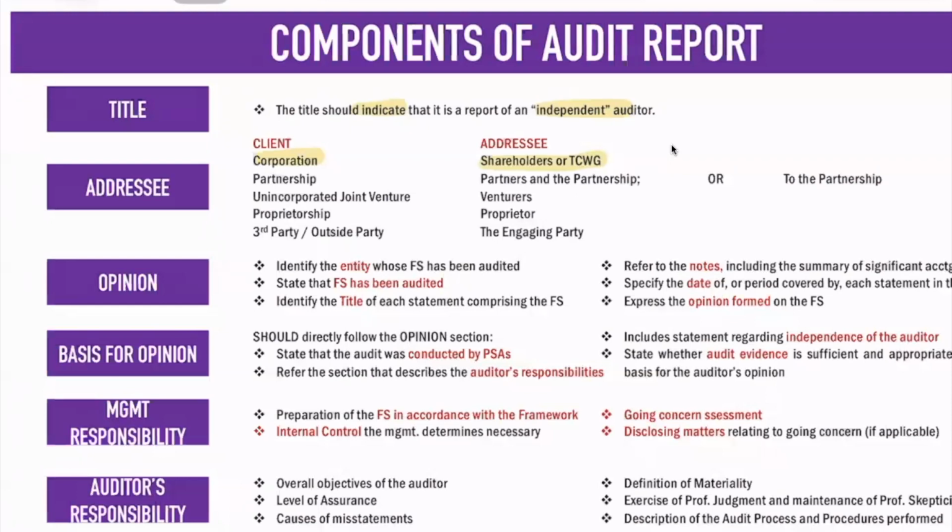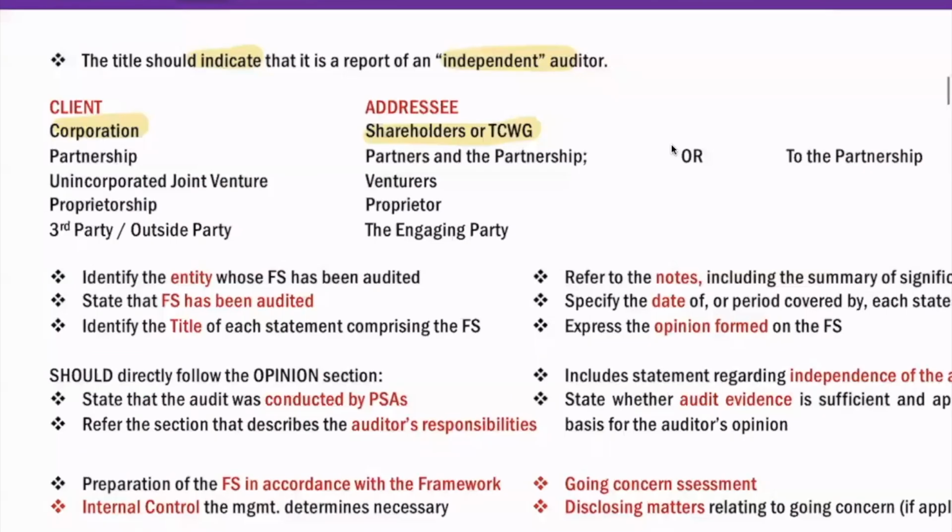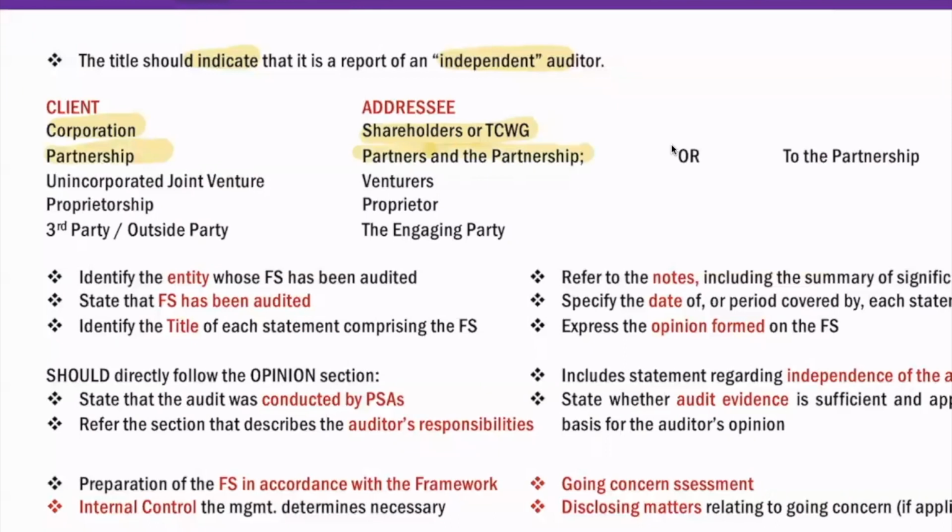Next, we have your partnership client. If the partnership is your client, then your addressee is the partners and the partnership, or the partnership itself. So it could be partners and the partnership, or the partnership. If that is an unincorporated joint venture, the venturers; for a proprietorship, the proprietor itself. If ever the client now is a third party or outside party, you should address it to the engaging party.